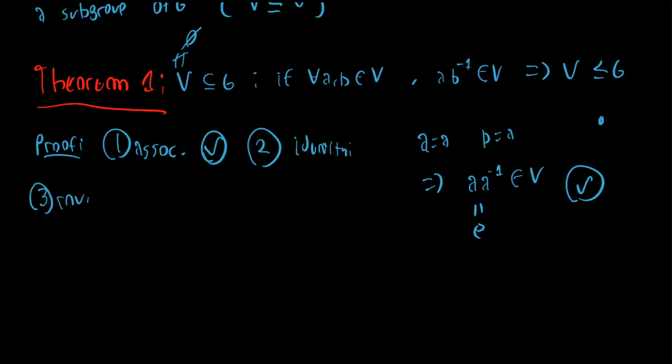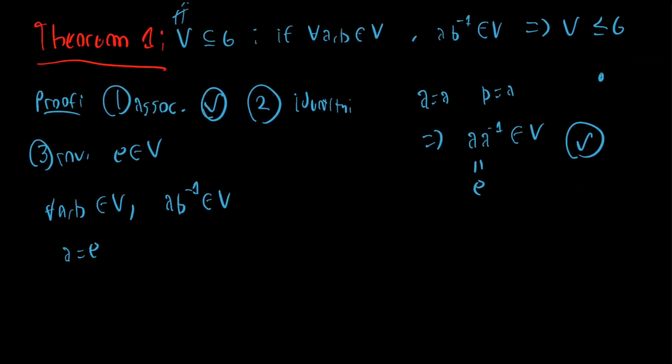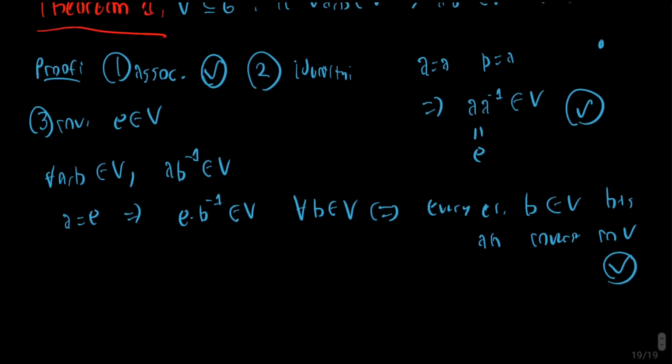So what about the inverse element? We saw that E is an element of V. Knowing this, since for all A and B in V, A times B to the minus 1 is in V, then if we set A equal to E, the identity, since we now know that it is an element of V, we will have that E times B to the minus 1 is in V for all B in V. In other words, every element B of V has an inverse in V. So it lies in V, and so we also satisfy the inverse element property.